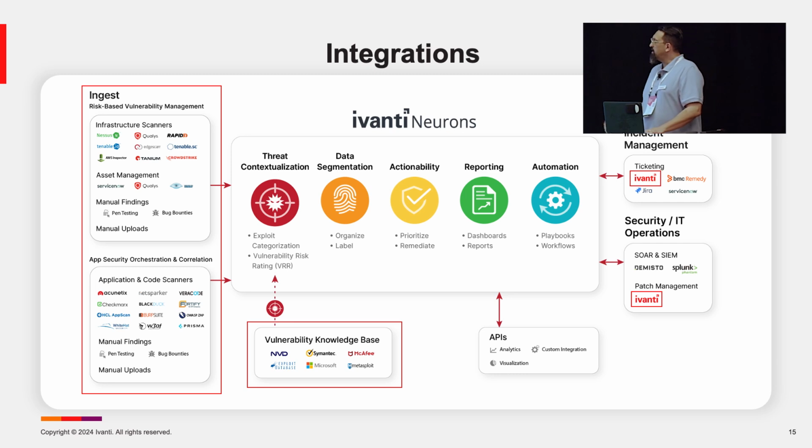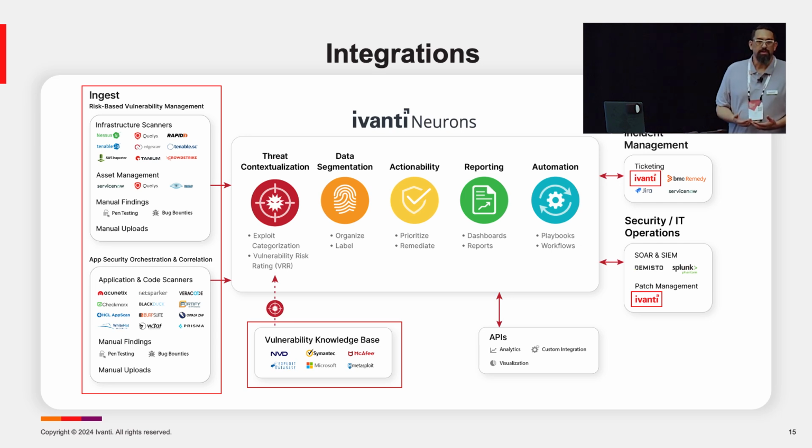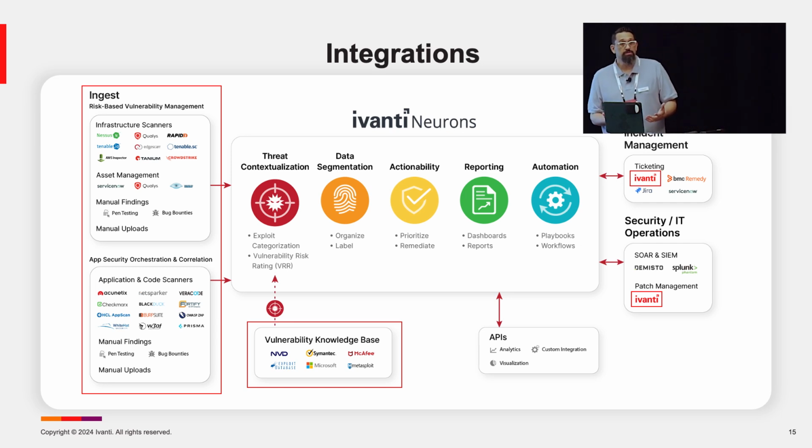What we're looking at here is what the process is once that data comes in, right? We're going to look for that threat contextualization. We're then going to give you the ability to organize and label, right? So creating groups in the environment. I can do it by technology stack. I can do it by geographic location, however I want.